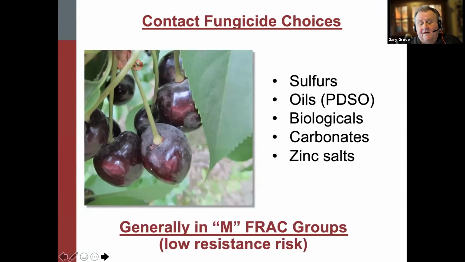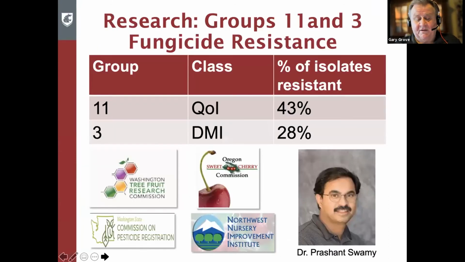And then we have multiple contact fungicide choices: sulfurs, oils, biologicals, carbonates, and zinc salts. Fortunately, these contacts are generally in low resistance risk categories.